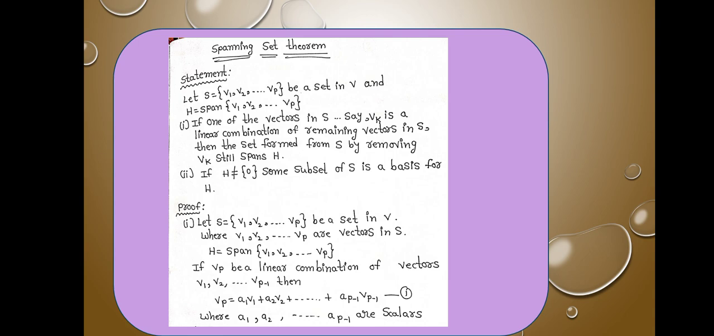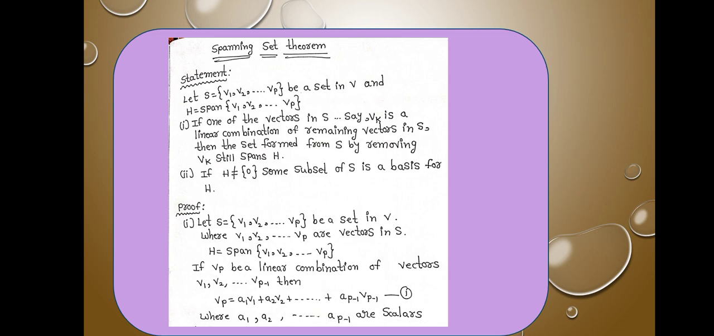Next, statement 2. If H is not equal to 0, which means H is not a null set, meaning it has at least one vector, then some subset of S is a basis for H. Let's see to understand it clearly.